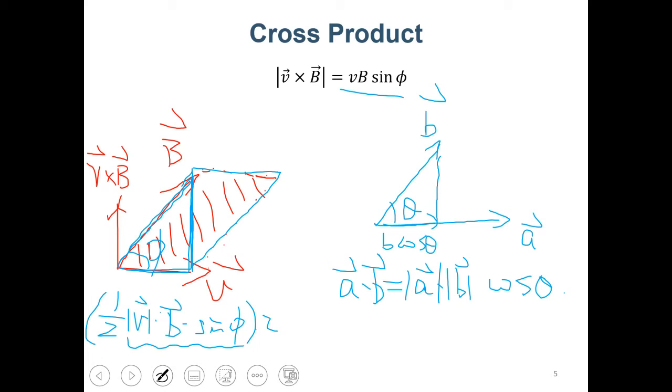So i cross i should be 0, j cross j should be 0, k cross k should be 0. And then we have i cross j to be k, j cross k to be i, k cross i to be j, and then i cross k to be minus j, j cross i to be minus k, k cross j to be minus i. So it's somehow like this, or you can write it like this: i, j, k.